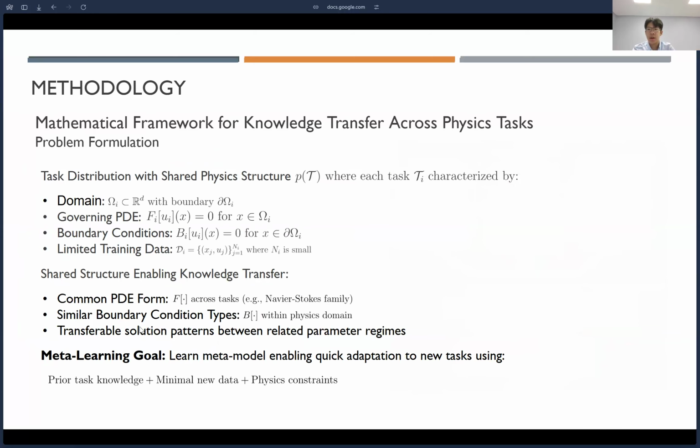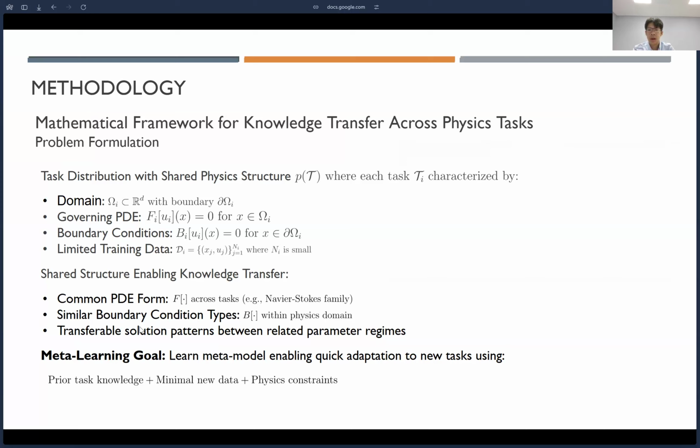I'll start the formalization. We consider a distribution over physics tasks P(T), where each task Ti is characterized by a domain Omega_i, which is a subset of R^d with boundary partial Omega_i. The governing equation is F_i[u_i(x)] = 0 for x in Omega_i. The boundary conditions are B_i[u_i(x)] = 0 for x in partial Omega_i. And the limited training data is D_i, the set of data points (x_j, u_j) for j equals 1 to n_i, where n_i is some small amount of data.